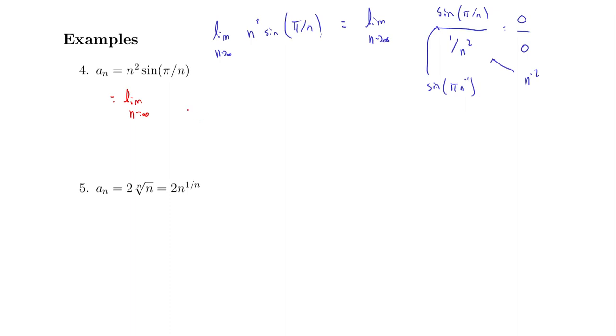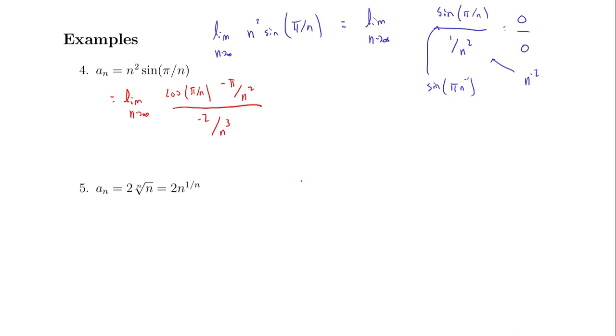So anyways, when we do the chain rule, our derivative of the sine function is going to be the cosine function. But then we have to multiply by the derivative of the inside part, and that's going to be negative pi n to the negative 2. So I'll call this negative pi over n squared. That's the chain rule on my numerator. And now the derivative of the denominator is going to be negative 2 n to the negative 3. I'll just call that negative 2 over n cubed.